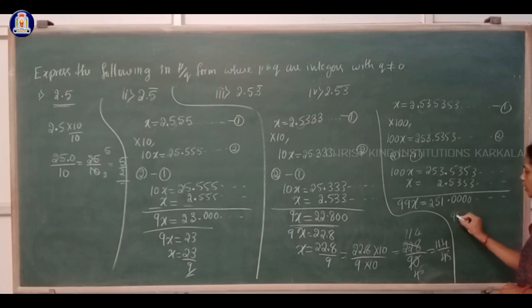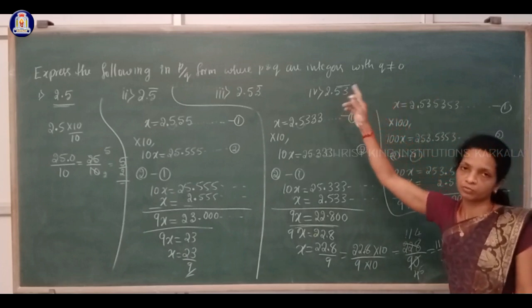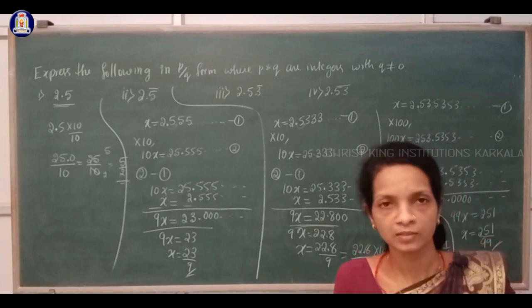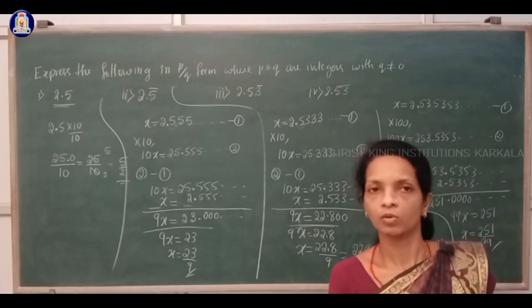So 99x is equal to how much? 251.00, you can leave the zeros. So it is 251. So x is equal to 251 into 99, the other side as divided by 99. So this is the p by q form of the last fourth one. Like this you have to express a given decimal number in p by q form. Okay, thank you.